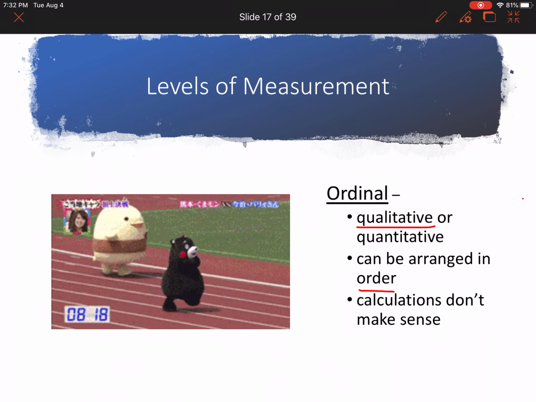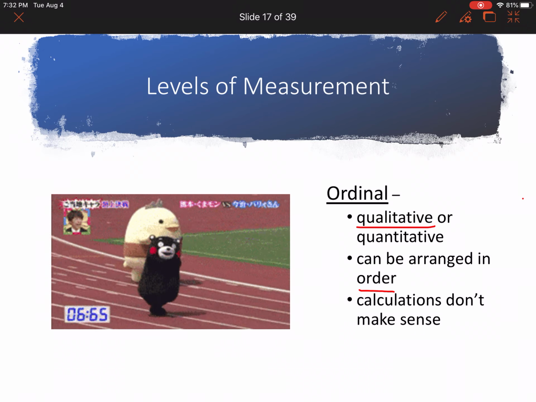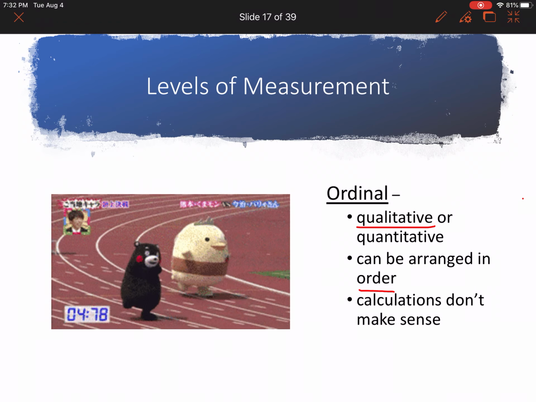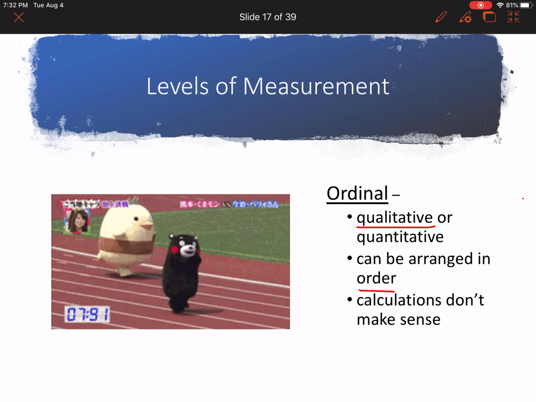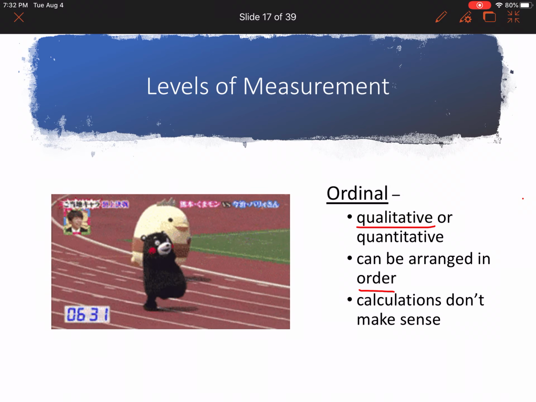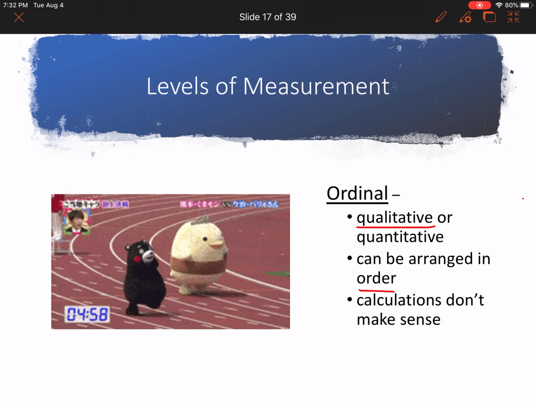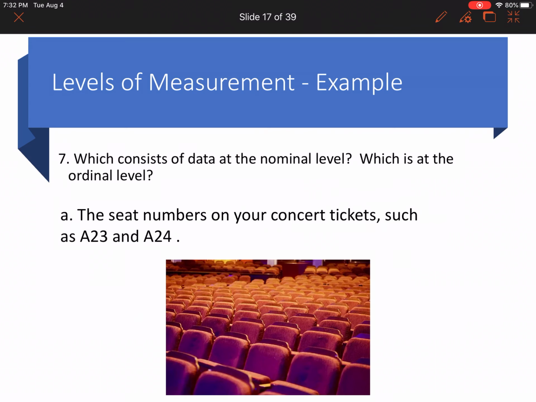So for example, over here we've got this race between this little bear and this chick. And it looks like the bear is going to finish in first place and the chick in second place. So it's kind of like the rankings we talked about back in qualitative and quantitative. Does it make sense to do any math with that? No, not really. But is there an order to it? Yeah, first is higher than second. So there's an order to ordinal, but calculations don't make any sense.